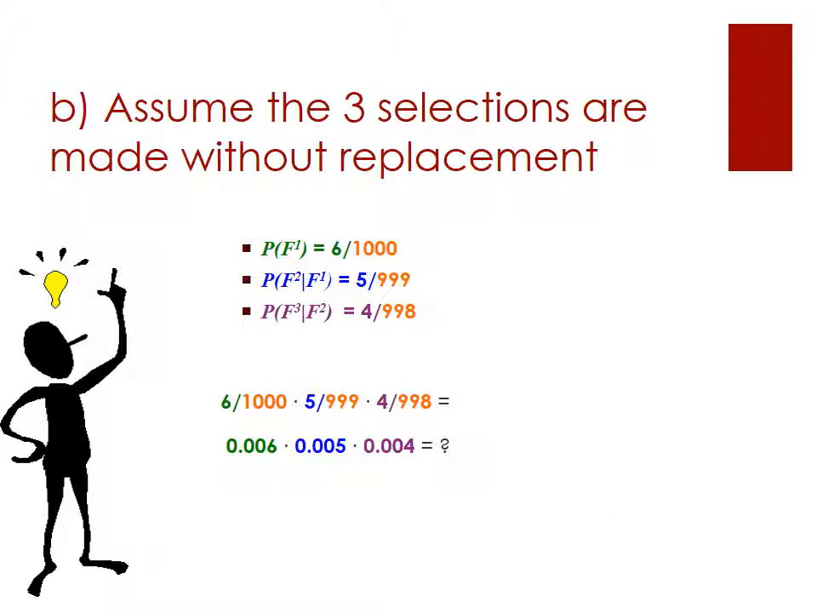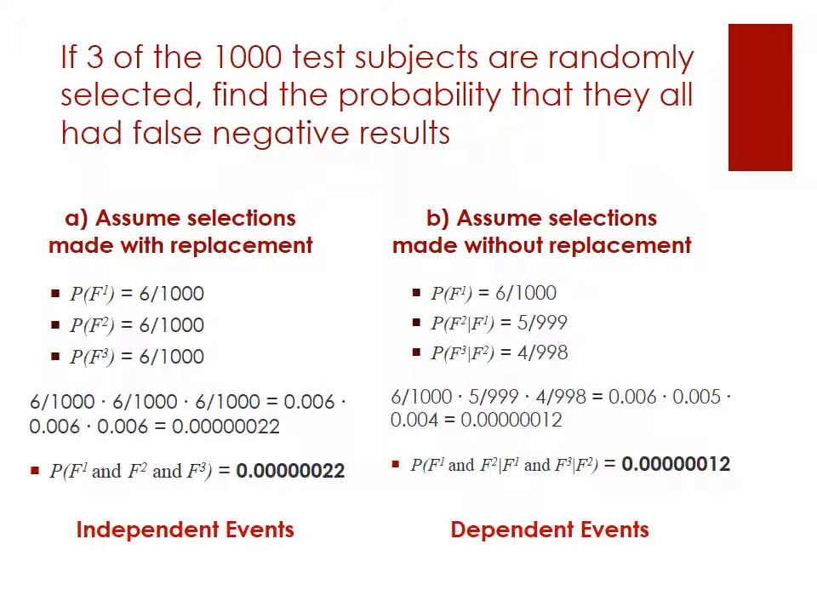Alright, so for P of F3 following F2, you should have had 4 divided by 998. So going through and doing the division for each of these, we get 0.006 times 0.005 times 0.004. Again, we're multiplying all of them together. So what does that give us for our final answer here? It should give you 0.00000012, which as you can see is a different probability than for part A.